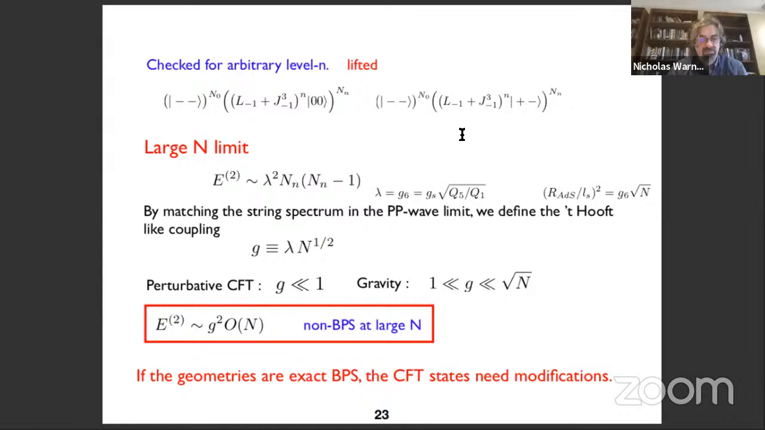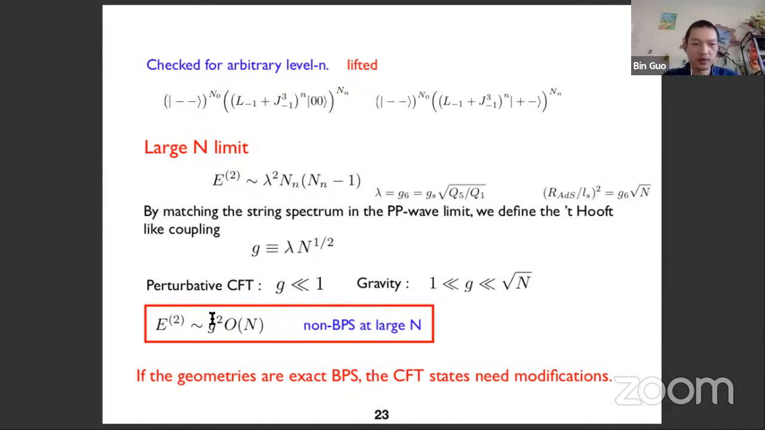How did you go from, on the top of the slide, you've got it goes as N squared, and now how did it become order N? Oh, you swallowed something. Oh, I'm sorry, I'm being stupid. Yeah, you just swallowed up N to the half in your coupling. Here we use the 't Hooft coupling. Yeah, thank you.